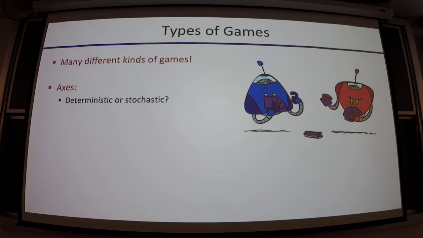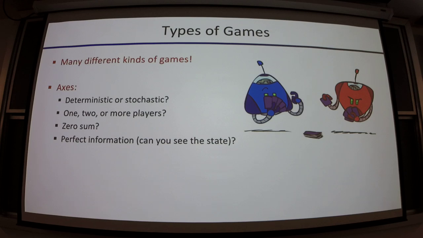If you're rolling dice, if you're pulling cards from a pile, those might be stochastic, right? You don't know the state of it. Or you don't know how things are going to progress. There might be one, two, or more players, right? What about zero sum? Has anybody heard this concept before? We'll talk about it in a little more detail here in a second. Perfect information. Can you see the state or not? What about Go? We have perfect information about Go.